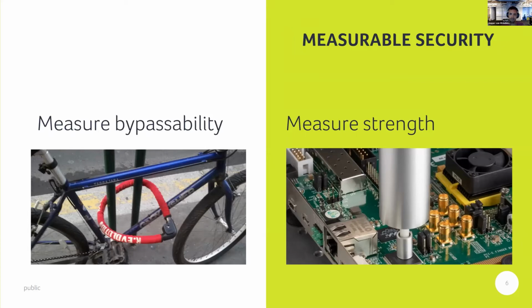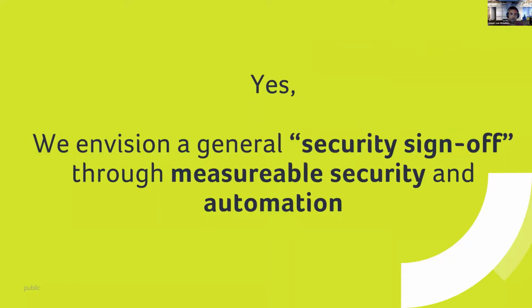I think automation plays a critical role there, and also metrics that try to capture, for instance, all side channel signals. Once you capture all side channel signals, this question of bypassability and coverage is basically taken care of. So yes, we envision a general security sign-off if we can figure out this measurable security and this automation part.